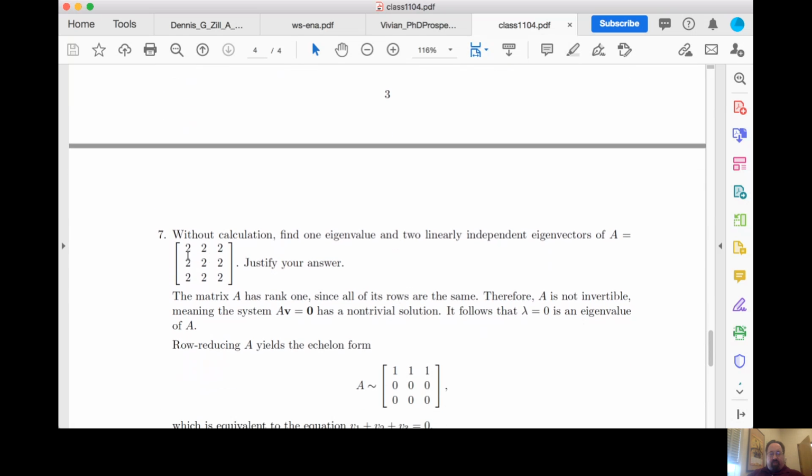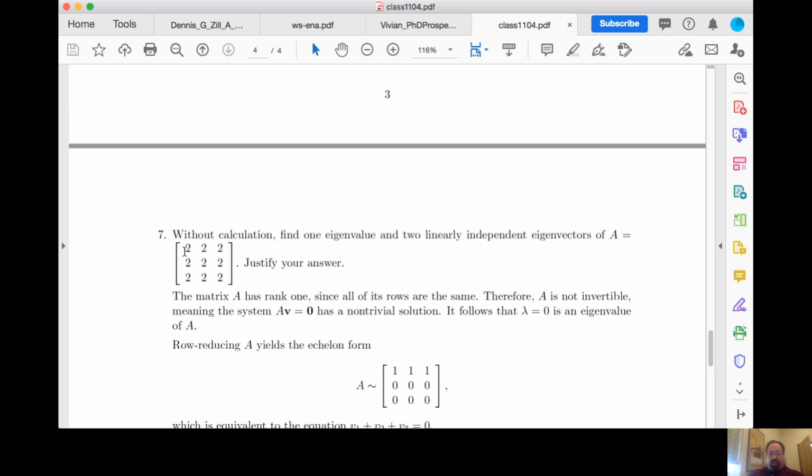So that's something you can conclude very quickly, at least in certain cases. Here again, we have all the rows being the same. So this matrix is not invertible. A non-invertible matrix has 0 as an eigenvalue. But what it's asking for in this case is, don't just find an eigenvalue, find 2 linearly independent eigenvectors of A. So to find any eigenvectors, what you need to do is take A minus lambda identity and row reduce it. Well, lambda is 0. So really we're just taking A and row reducing it.